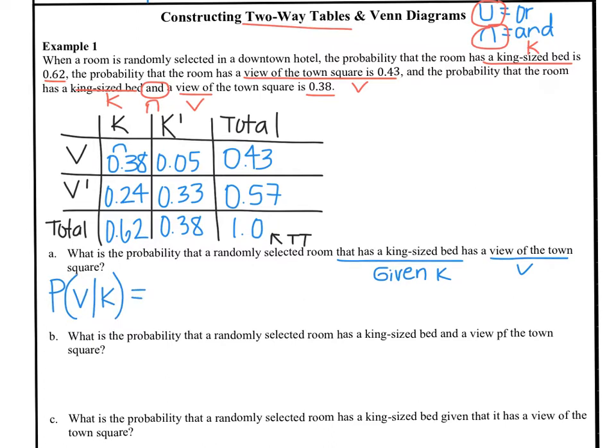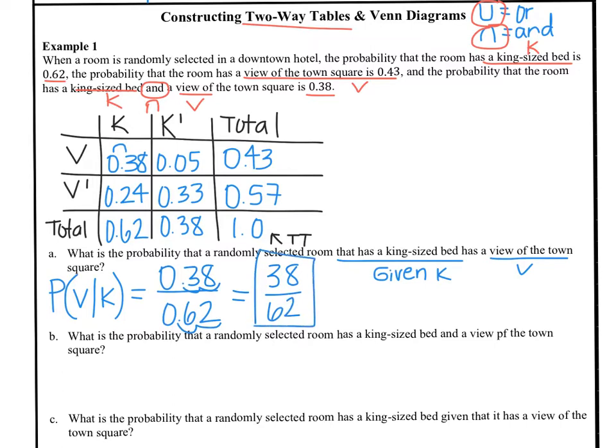Okay, so I always look in the given column. So the given column at the very bottom, the total probability for king-size bed is 0.62. That can go on the bottom. So the given goes on the bottom. And then from there, we want to look, okay, well, of this column, how many of them have a view? The 0.38. So we're going to fill in 0.38. Okay, now to rewrite our probability without the decimals, we just want to move those decimals 2 back to the right and write it as 38 over 62 without decimals as a probability.